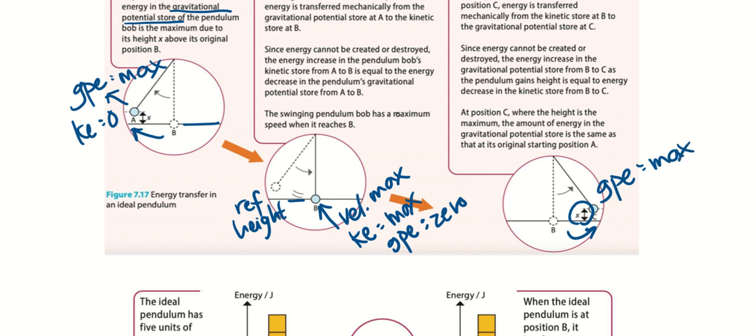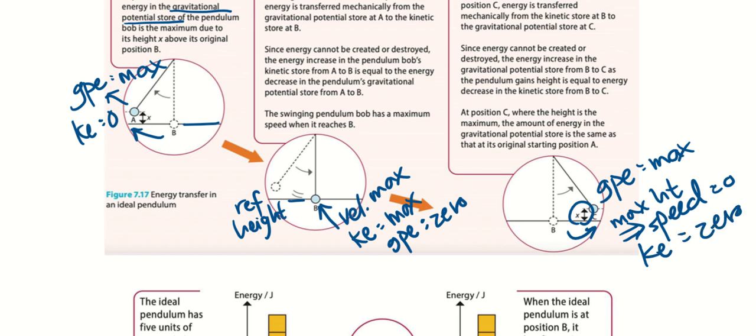However, when it reaches the maximum height, and this is important, the speed is 0. Why is the speed 0? Because if the speed is not 0, it will move higher. The reason why it didn't move higher was because it has already reached maximum height. Therefore, if the speed is 0, the energy in the kinetic store will be 0.